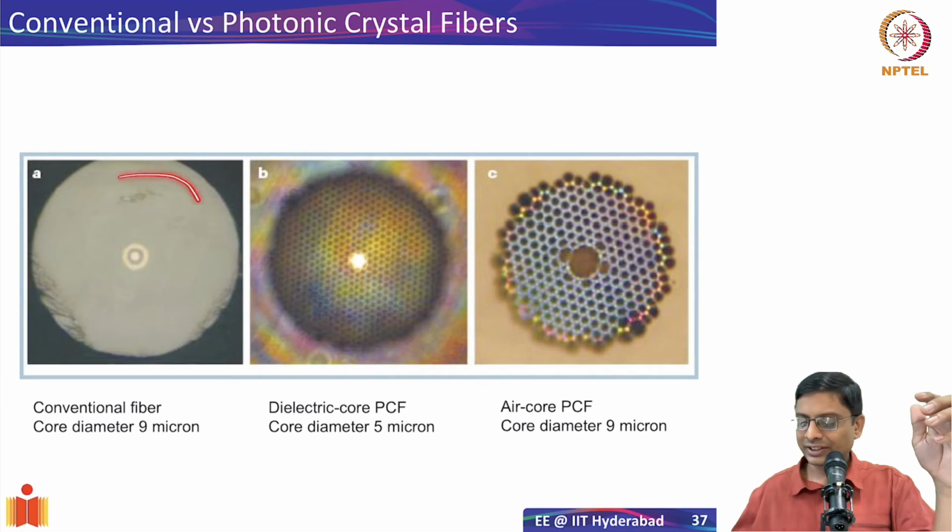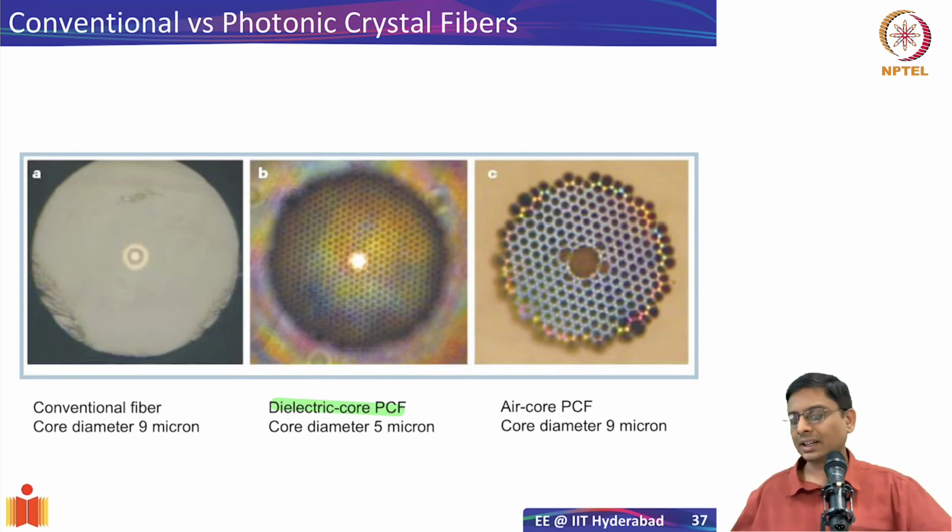So yeah, you have the traditional fiber, which is quite simple in some sense. But if you look at a photonic crystal fiber, you can have, let's say, a dielectric core, wherein the center of it is basically a high index dielectric. And then in the third case, it is basically air, which is useful in some way. I'll just show you an example of why it is useful. So you have the air core.